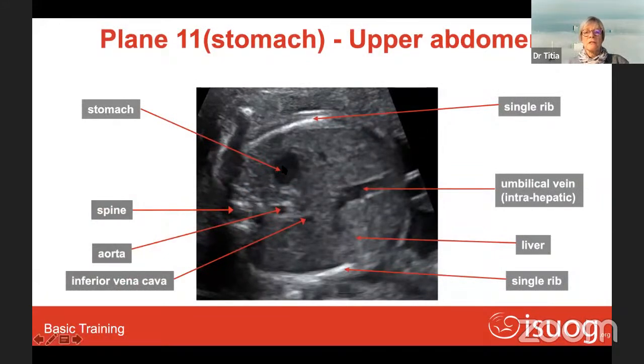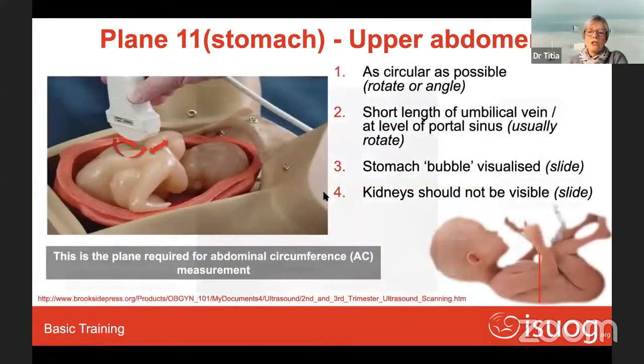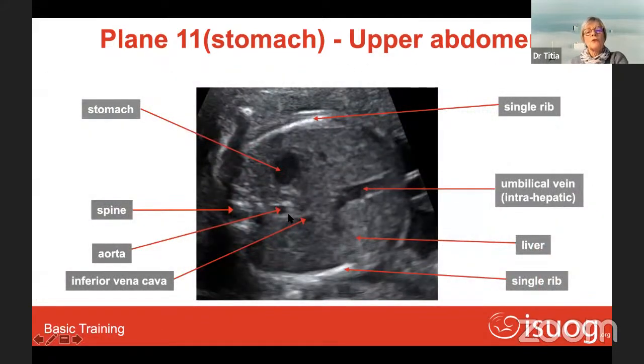Here you have the stomach, you see a single rib, and you see also a single rib here. And at this place, you see a more elongated area of the umbilical vein where it will go and enter the portal sinus, but you don't see the portal sinus here. You see the spine at the back of the baby and the aorta in cross section, which is on the left side of the spine. And very important, the inferior vena cava, which you can also see, is in front of the aorta and more on the right side in the abdomen. The position of those two vessels is important if you are dealing with any situs abnormalities. And we'll come to that in a minute.